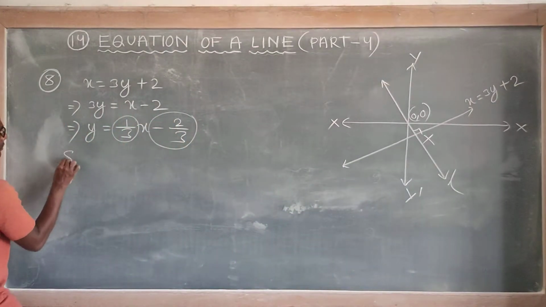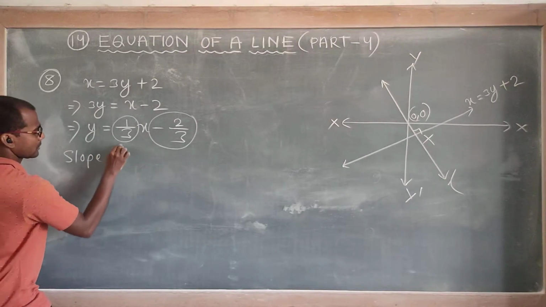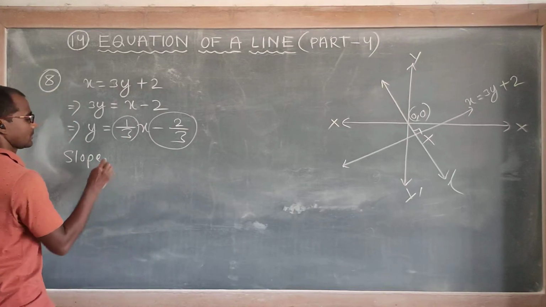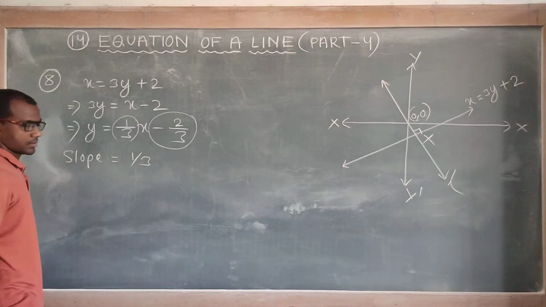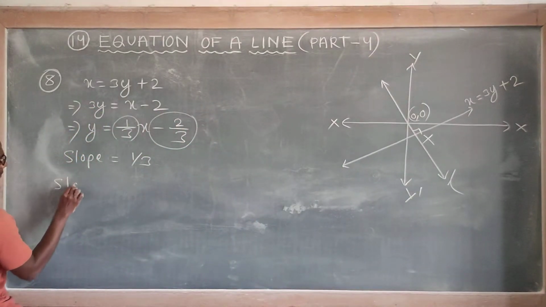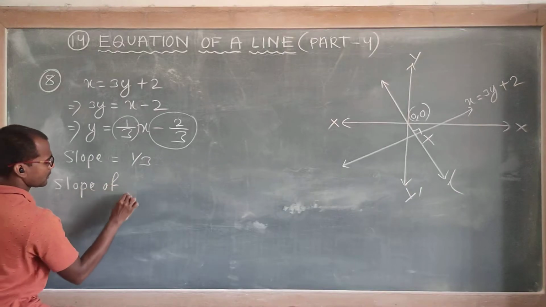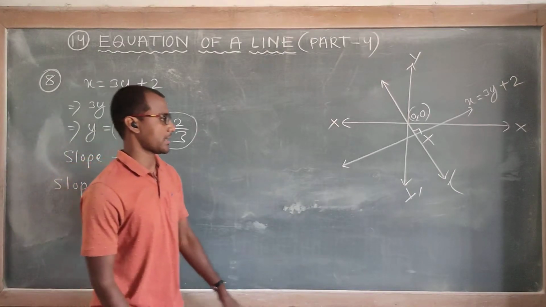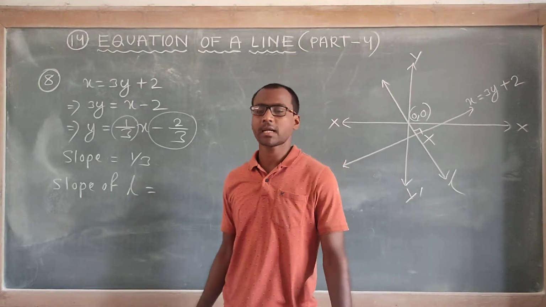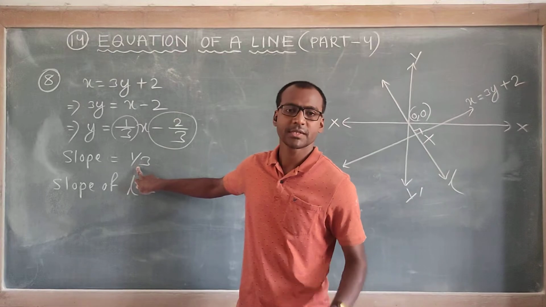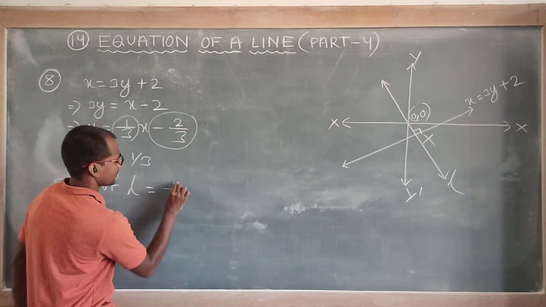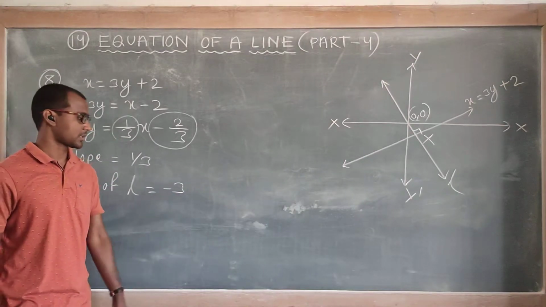So slope of L is equal to 1 by slope of this line, since they are perpendicular to each other. How to get the slope of the line L? Take the reciprocal of this and change the sign. So minus 3 by 1, or simply minus 3. So I got the slope.